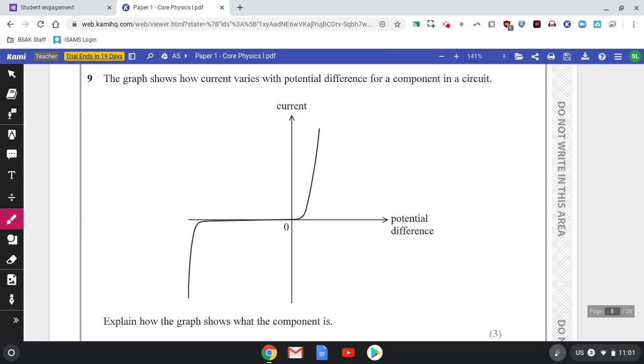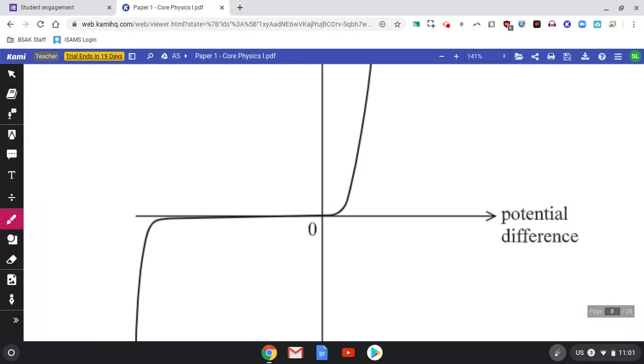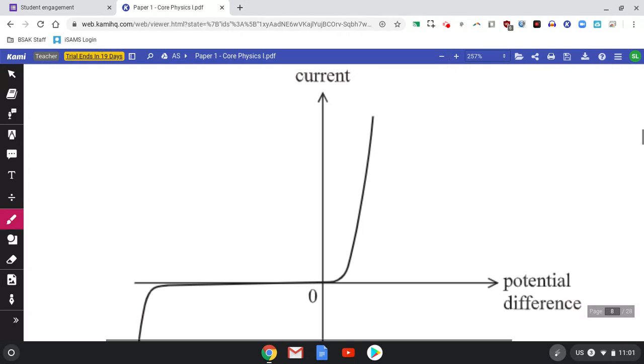Now, the third mark is for adding more detail. If you remember, with a diode, when we have a positive potential difference, it doesn't conduct at first. Now, if you remember this from the Planck constant practical that we did, which was a lot of fun, where we used LEDs to measure Planck constant, this is called the threshold voltage. So current is zero up to the threshold voltage, and then we get a kind of almost ohmic conductor.